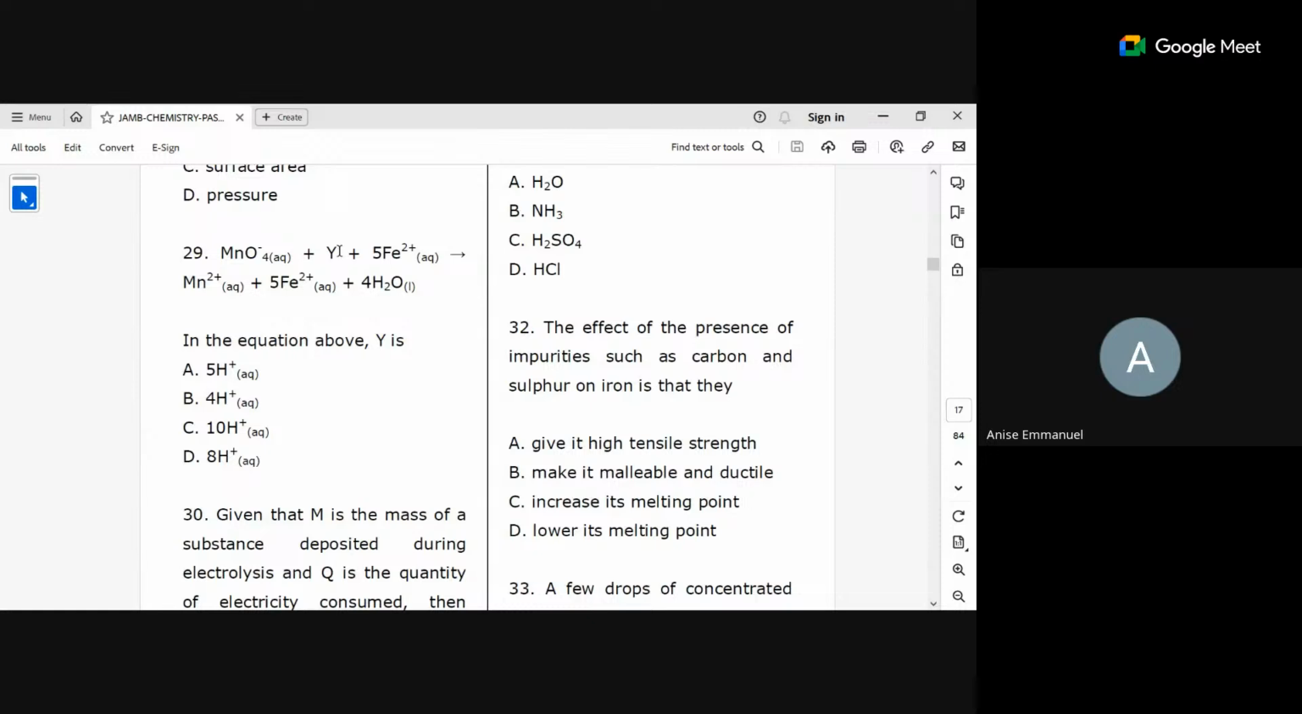How do you confirm this? Just write MnO4 minus to give Mn2 plus. Then you write Fe2 plus to give Fe3 plus. I think something is wrong with this Fe. It should be Fe3 or Fe2. So I think something is wrong, but the answer here should be 5. The only thing we can be thinking is 5H plus and 8H plus. So when you calculate very well, you balance the number of atoms first, then you balance the number of charge.